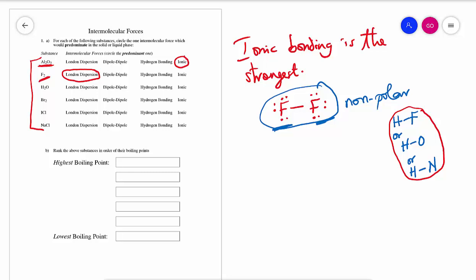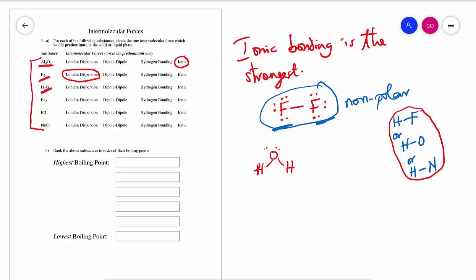Let us now move on to the next one, which is H2O. Again, before you answer questions on any intermolecular forces, draw the Lewis structure of the compound if it is a covalent compound. What is the Lewis structure for H2O? The Lewis structure is like that.